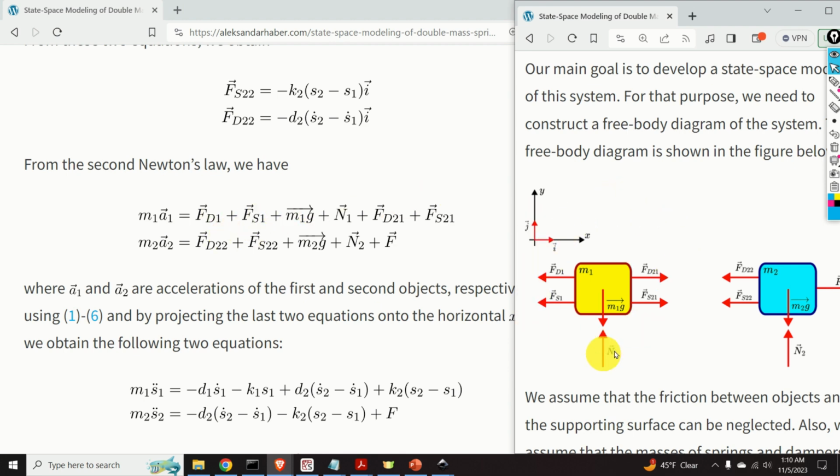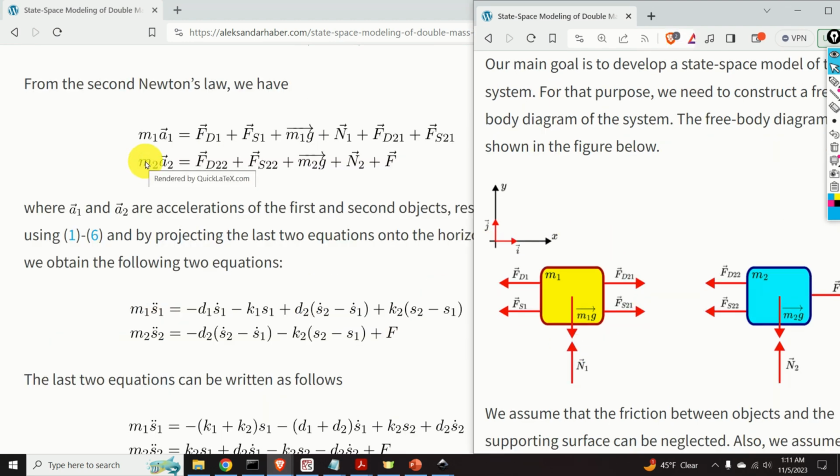And keep in mind over here that we are approximating this object as a point mass. And on the right hand side we can see all the forces acting on this object. Similarly, this equation represents the second Newton's law for the second object. Mass of the second object times the acceleration of the second object is equal to the sum of all the forces acting on the second object.